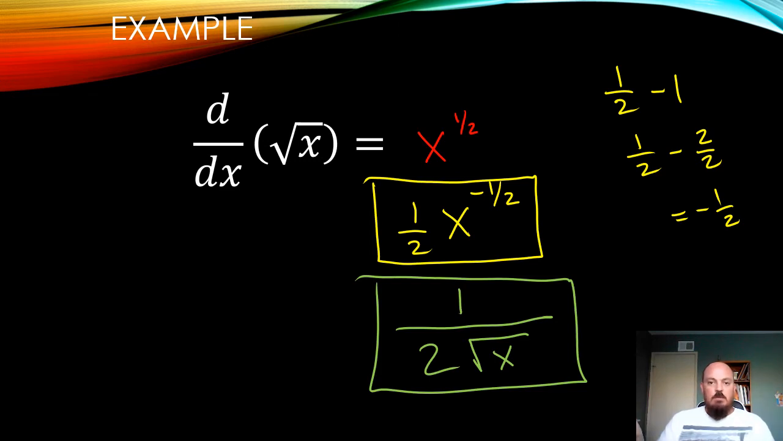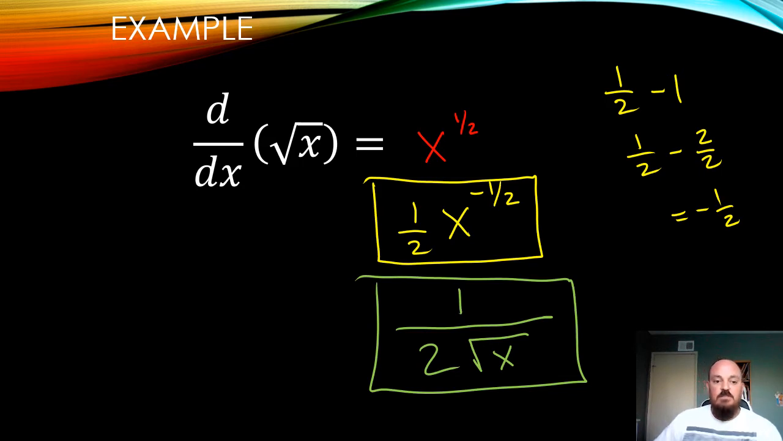Either one is fine. What I boxed up in yellow or green works perfectly fine. But you get the idea. That's power rule applied to, first we did whole numbers, that was easy. Then we did negative numbers, and now we did fractions. It works for all three.